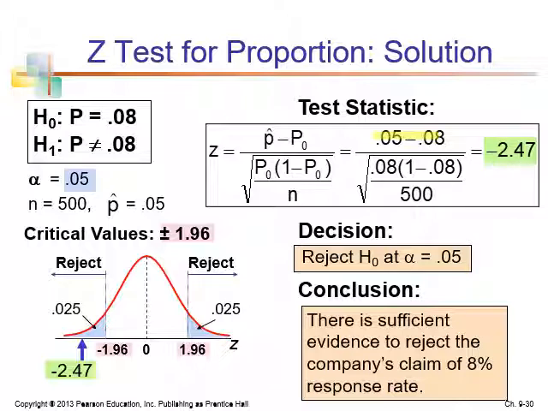So 0.05 minus the hypothesized value over the standard deviation calculated from this formula. So we find this number to be minus 2.47, and this is in the rejection region. So we reject the null hypothesis. So there's sufficient evidence to reject the company's claim of 8% response rate. Actually, response rate is very likely to be around 5%, 6% maybe, because we already found 5%.